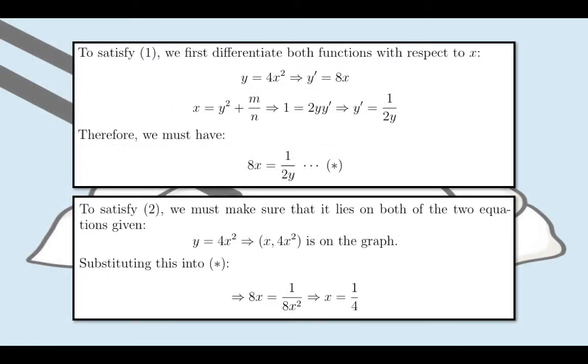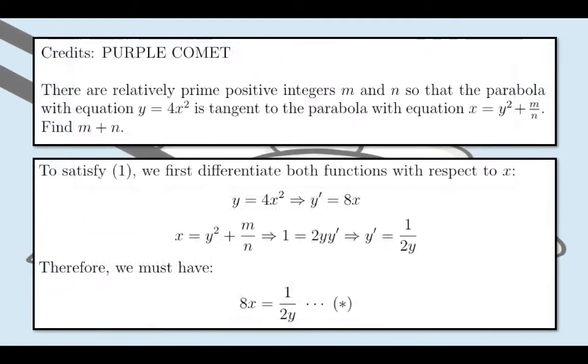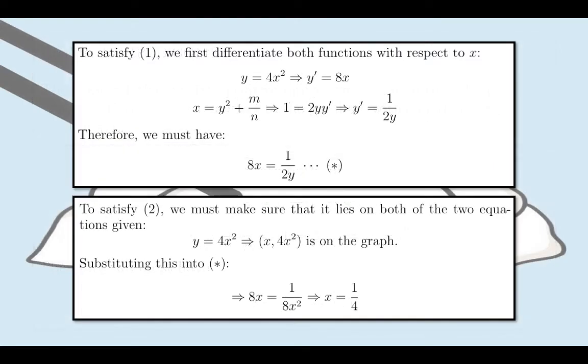Okay, we've taken care of the first condition. Now let's go to the second condition. We must make sure that f of c equals g of c, which simply means that the point is common in two graphs. So if we go back to the item, there are two equations given, but the second equation is technically incomplete because we don't know the value of m over n. So let's use the first equation, y equals 4x squared, because we can get the relationship between x and y.